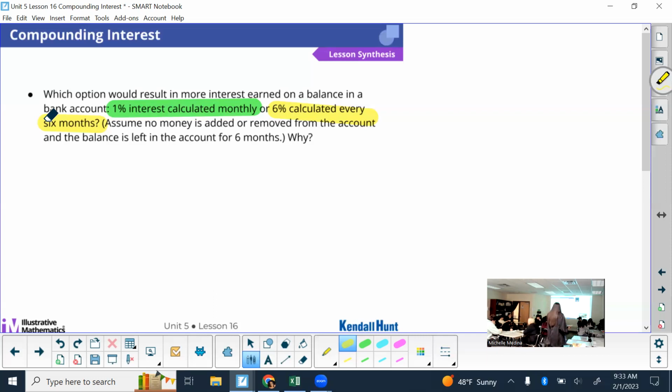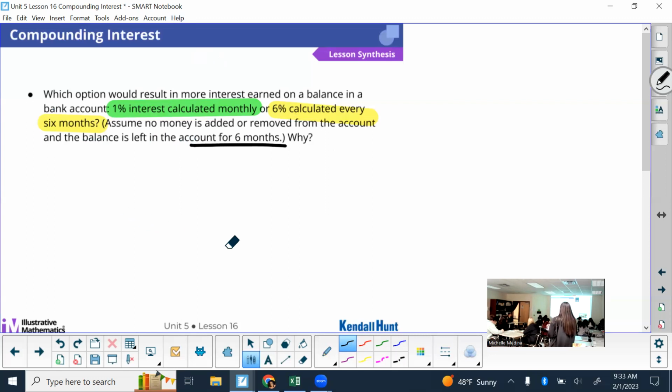All right, either way, this is where we left off for lesson 16. You were choosing which one would result in more interest earned on a balance in a bank account. So either the green option, 1% interest calculated monthly, or 6% interest calculated every 6 months. You need to know that no money is added or removed, and that the balance is left in the account for 6 months. So that's where we ended yesterday. So hopefully you had enough time to think about it.